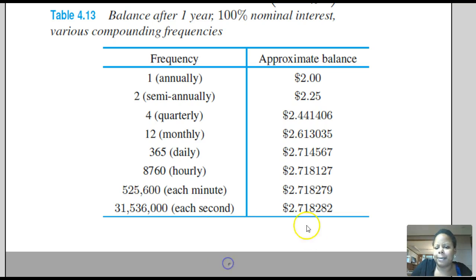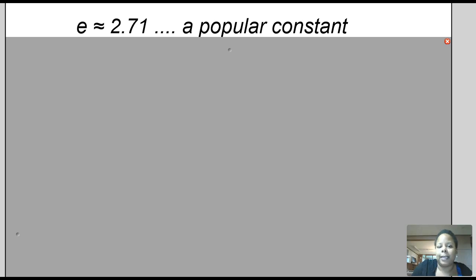So what's the significance of that number? Well, that's a very popular number, and we call it e. It's a very popular constant, and it's around 2.718, as we saw. If we let e be the base of an exponential function, we call it the natural base. We're going to use it a lot. Instead of keeping on writing 2.718, we just write e.